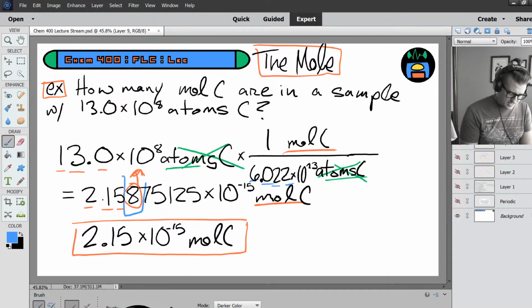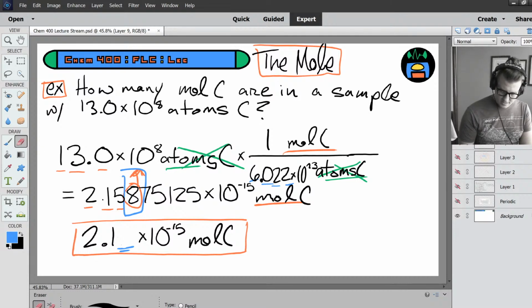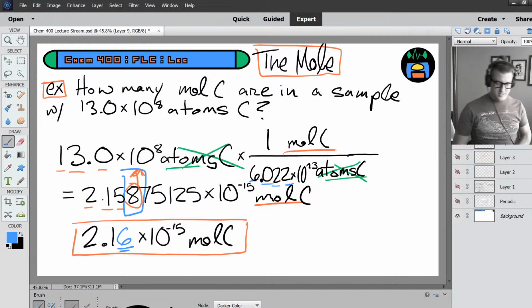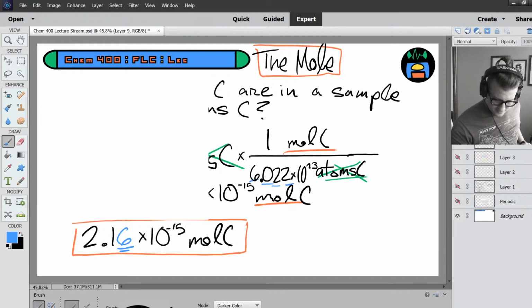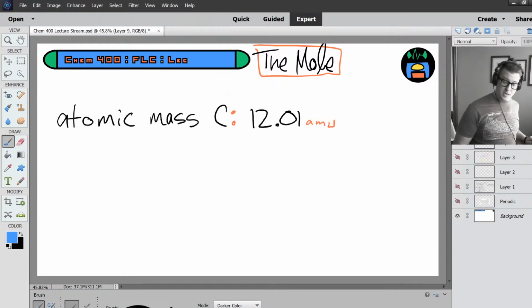I said 8 rounds up. Then why didn't I? It's not 2.15 times 10 to the negative 15. It's 2.16 times 10 to the negative 15 moles of carbon. Thank you so much. Excellent catch. Because rounding up means you actually round up.